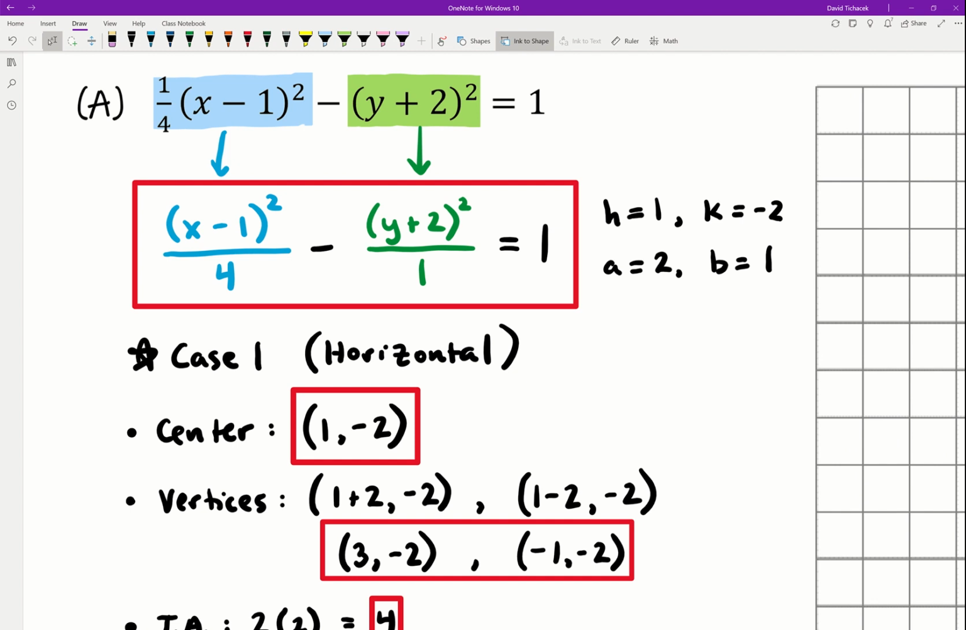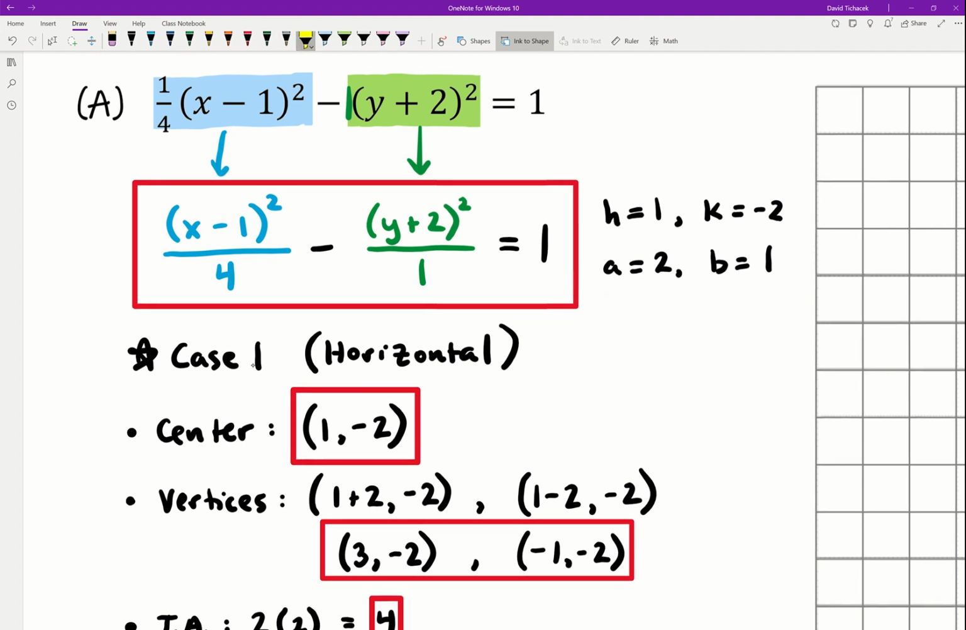I have a 1/4 in front of my x team. I just rewrote that as x squared divided by 4. I have basically what is a 1 in front of your y team. I just wrote that as y squared divided by 1. And again, that's just for the interest of being able to write these in a little bit more of the standard form. It's from here that you can point out your values of h and k, and then a and b according to your formulas up above.